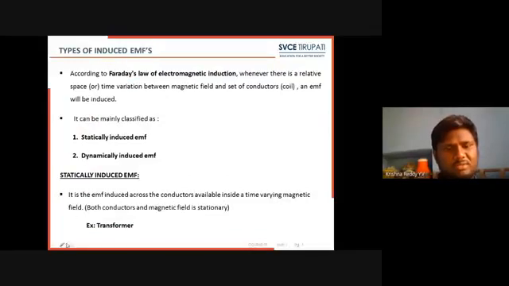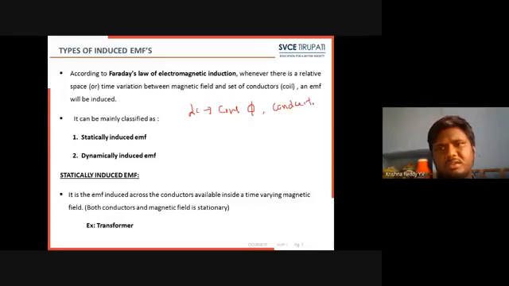We have two types of induced EMF. When you are dealing with DC supply, we have constant flux, and in order to produce EMF, we place a conductor in it. When you have constant flux and a conductor, and relative motion between these two, we get the dynamically induced EMF.